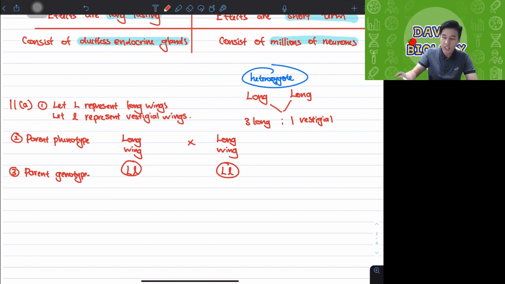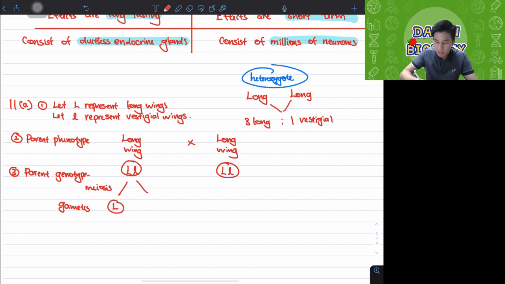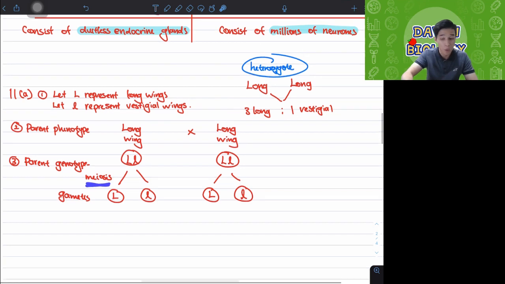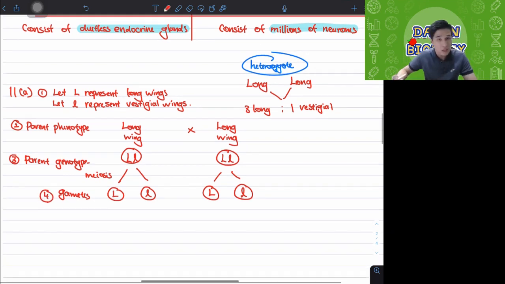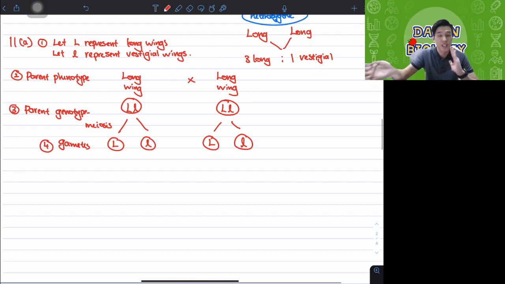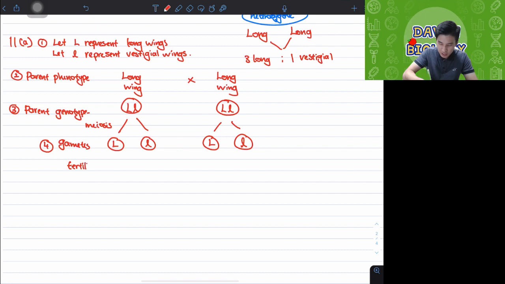Then the next point is the gametes. Sometimes the question will give marks for this, so try to remember this. Write the process here. So this is meiosis. You have one sperm carrying big L, one carrying small l. Here also the same. Depending on the question, sometimes they'll give marks for this, sometimes they won't, but just write it. Okay, then next, the cross. The cross is actually fertilization. Same, also write it down here, fertilization.